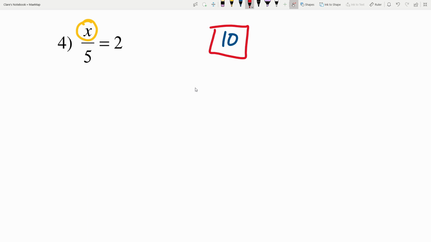10 divided by 5 equals 2. But let's solve by manipulating the equation because it's a valuable skill to have. Because I'm dividing by 5, the only way to get rid of that is by multiplying by a 5.